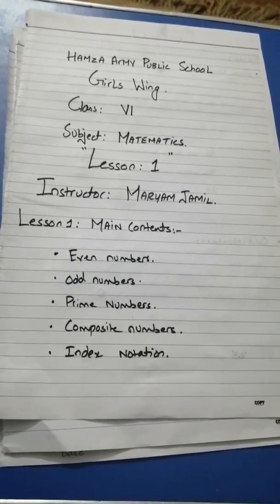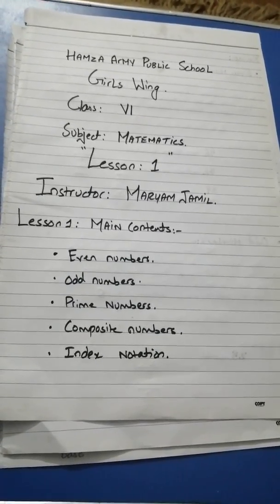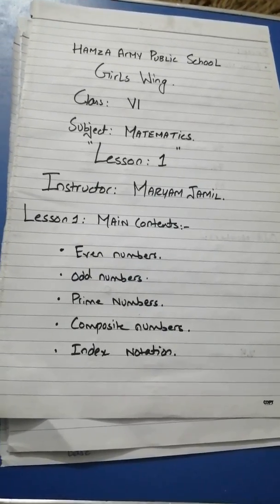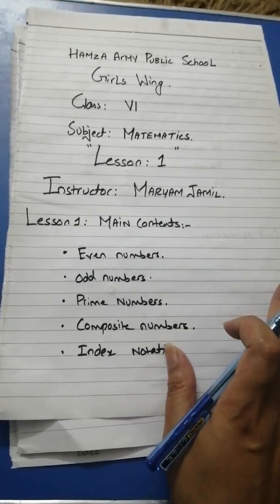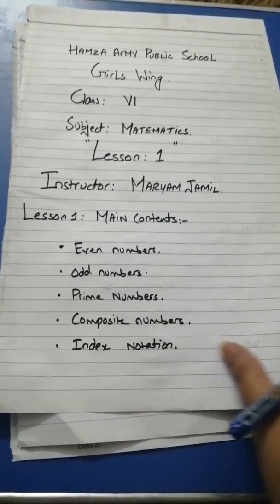Today we are going to discuss even numbers, odd numbers, prime numbers, composite numbers, and index notation. In the previous class, you already learned about even and odd numbers, factors, and multiples. Today we are going to recall it.